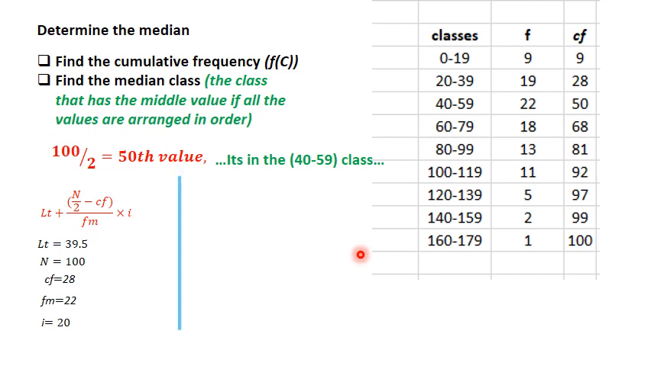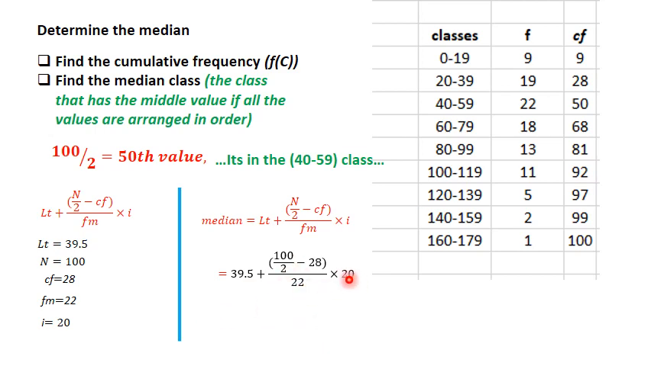Now, having gotten the values, we need to put the values in the formula. Putting the LT, N, CF, FM, and I in the formula, we get these figures here. There's no skill that you need to put those values there. You just need to put 39.5, 100, 28, 22, and 20, and go on to operate. And the median for our data is 59.5.